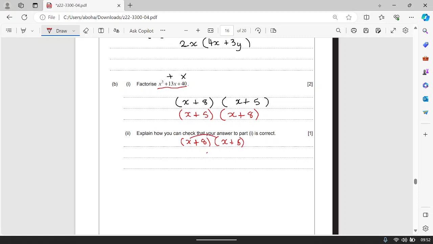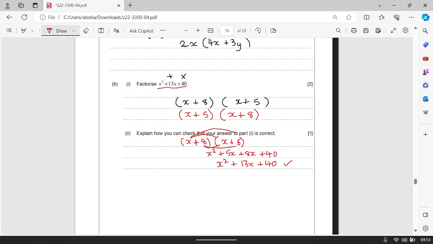So x times x is x squared, x times 5 is 5x, 8 times x is 8x, and 8 times 5 is 40. Simplify the middle, x squared plus 8 and 5 is 13x, and then plus 40. So we know that works. But you don't have to show that. You can then just say, if you expand the bracket, it should give you this, the x squared plus 13x plus 40.